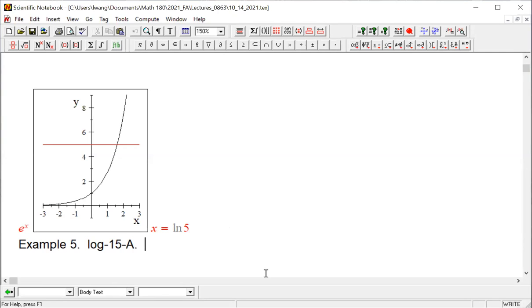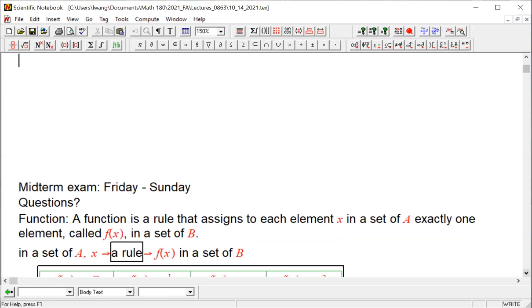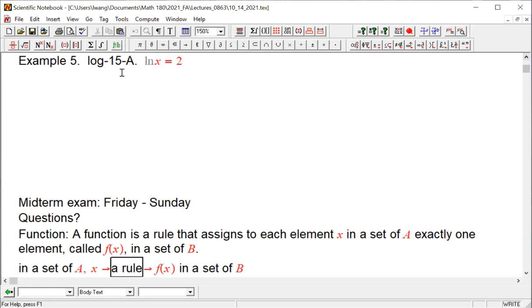Okay. Now, I'm going to take a simple one, okay? The first question, ln x equals 2. The function perspective, okay? The function perspective.